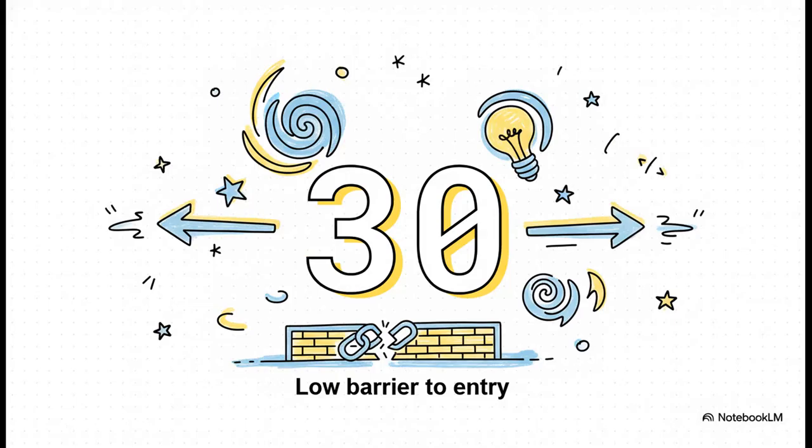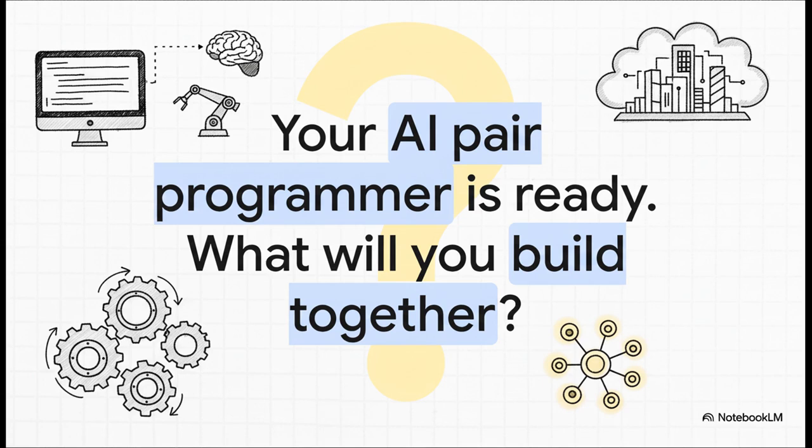And it really all comes back to this one simple fact. All of this power, this potential to completely change how you work, you can get started with it in 30 seconds. The barrier to entry is just non-existent. So the real question isn't just what can this tool do, it's what can we do with it? Your AI pair programmer is ready to go. So what are you going to build together?